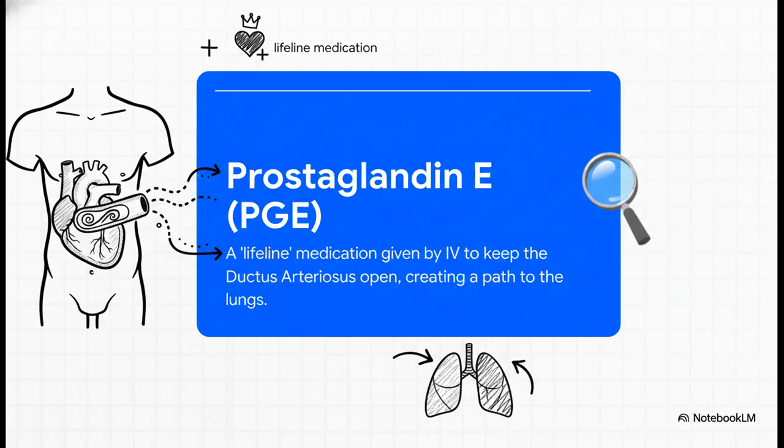So how do we handle this emergency? It all comes down to one medication, prostaglandin E, PGE. This stuff is a literal lifeline. Its only job is to force that fetal blood vessel, the ductus arteriosus, to stay open. That little vessel becomes the only, and I mean only, detour for blood to sneak its way to the lungs. It's the only thing keeping this baby alive long enough to get to the OR.